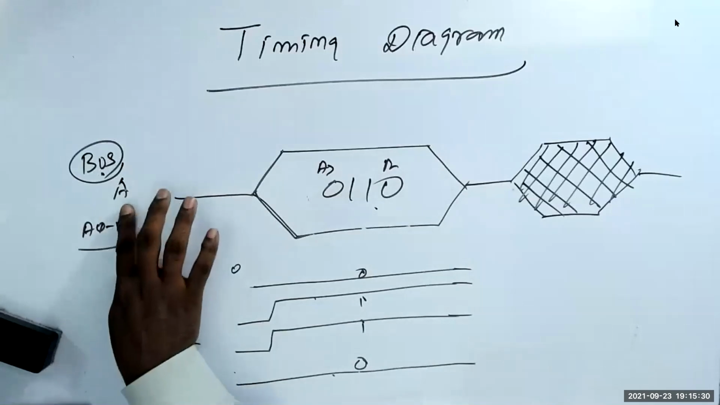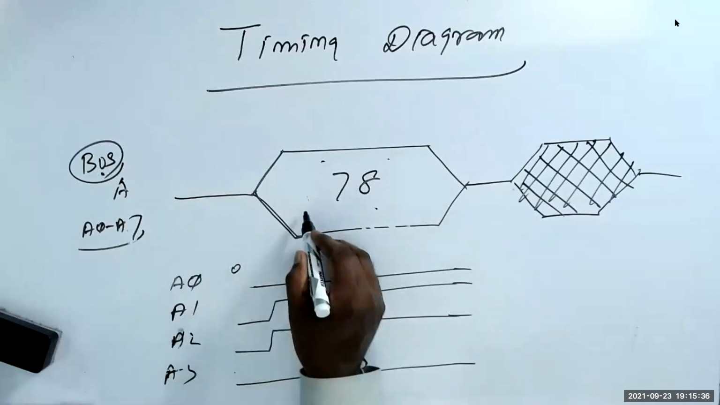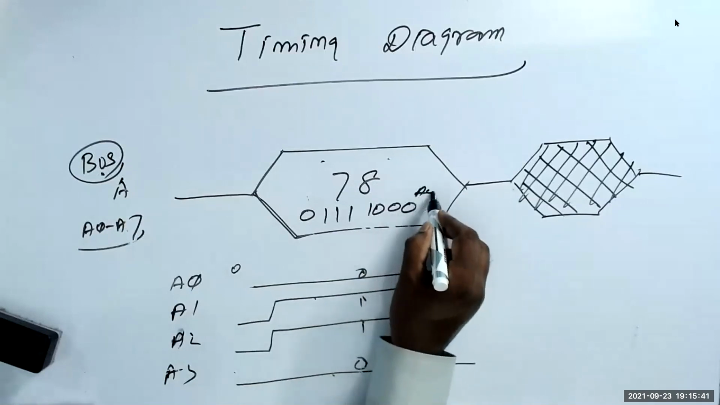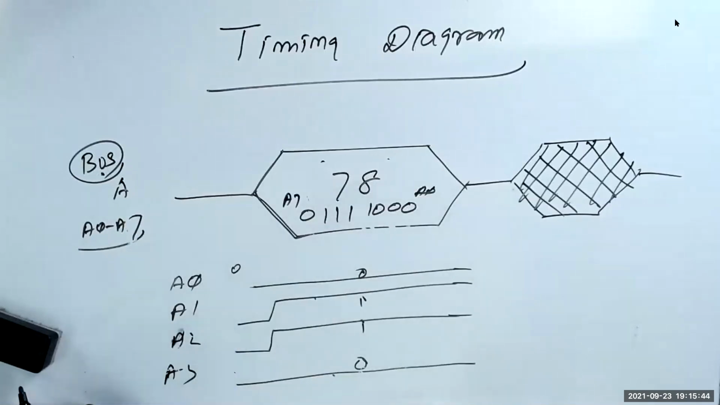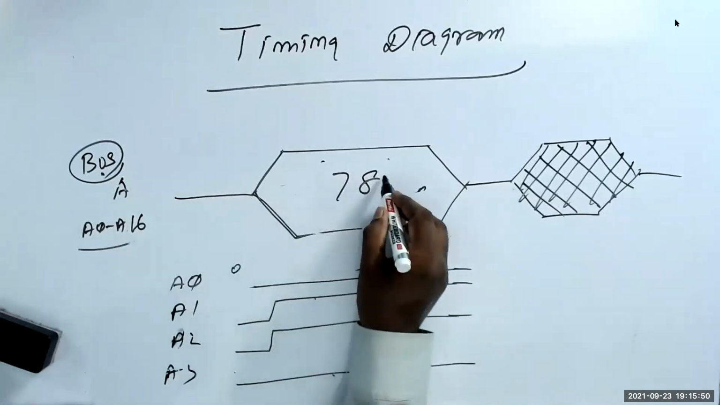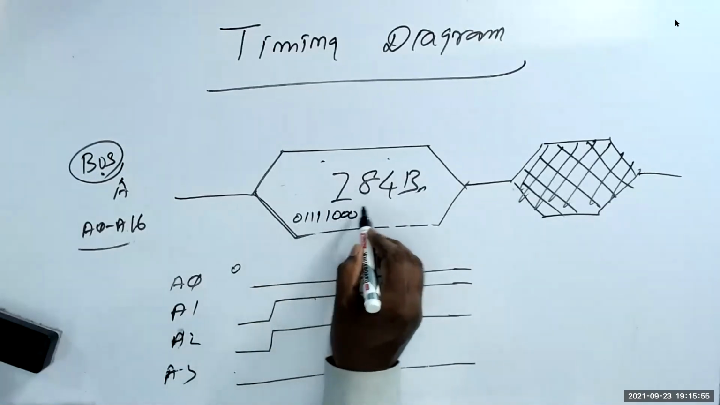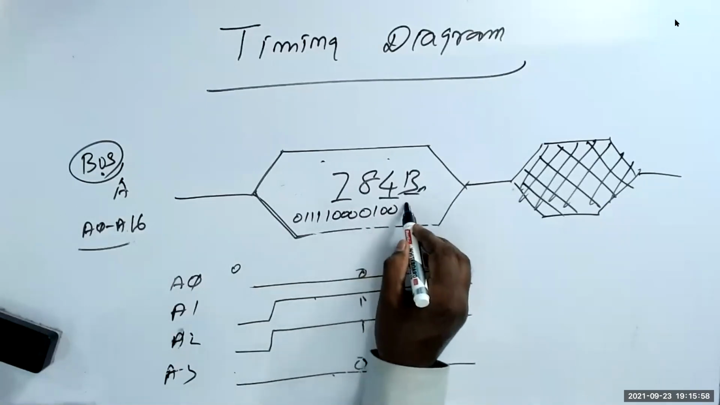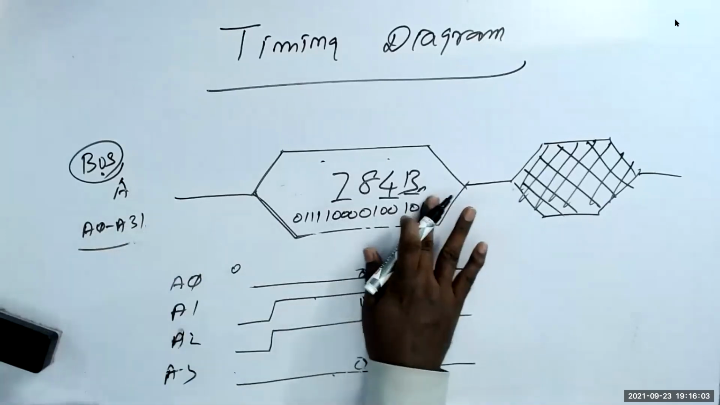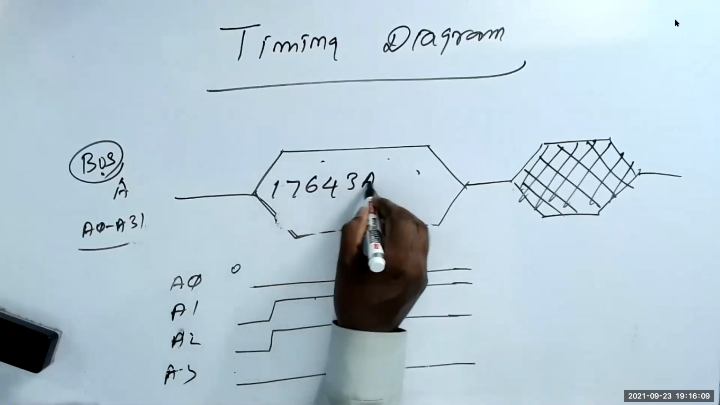If I have 8 wires, A0 to A7, I write here 7, 8. That means 0, 1, 1, 1, 1, 0, 0, 0. If I have 16 wires, I write here 7, 8, 4B. 7 means 0, 1, 1, 1. 8 means 1, 0, 0, 0. 4 means 0, 1, 0, 0. B means 1, 0, 1, 1. If you say 32 wires, then I write like this: 1, 7, 6, 4, 3, A, C, E.